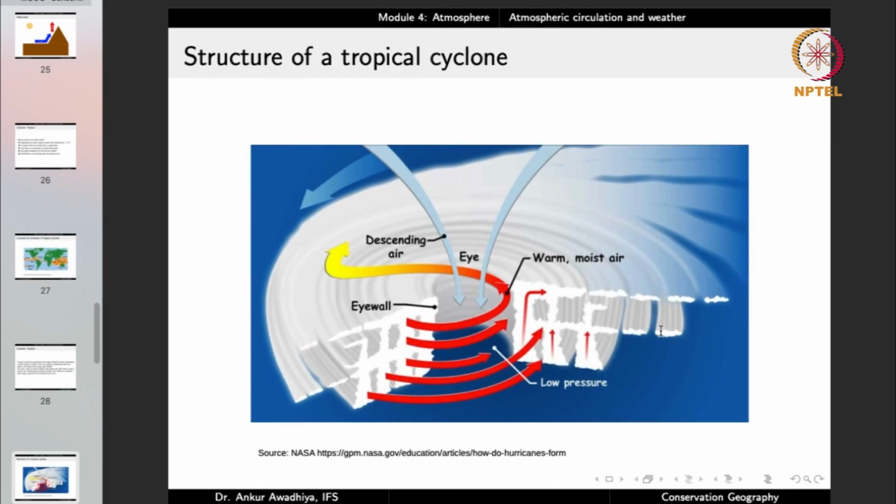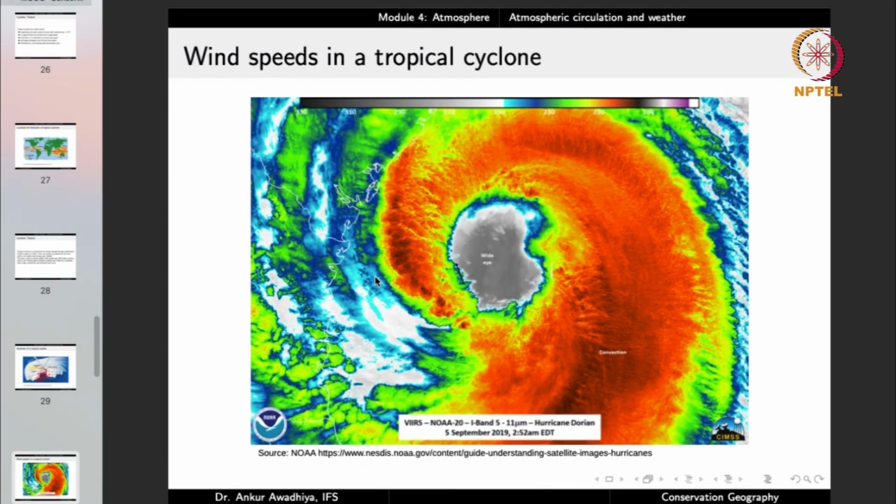So this is how it will look. The cyclone will have a central eye and it will have a movement of air that is going round and round in circles. The warm moist air rises, it leads to torrential rainfall, and this is how the cyclone will propagate. This is a figure that shows the wind speeds in a cyclone, and typically you will find that in the eye area the wind speed is less, but around it the wind speeds are very high.